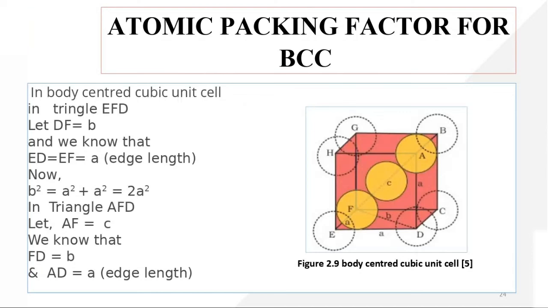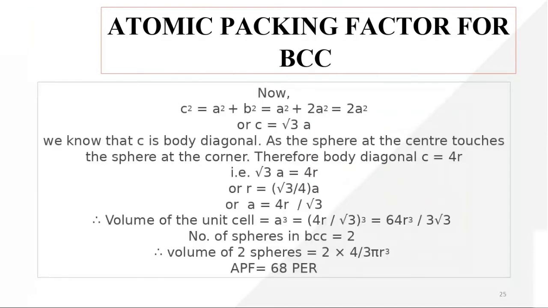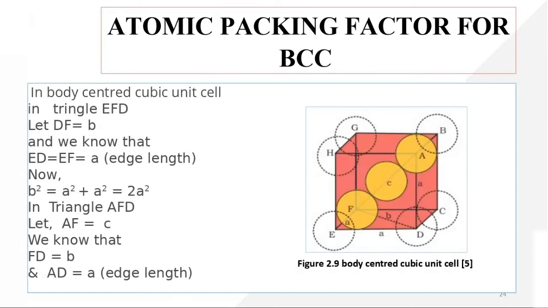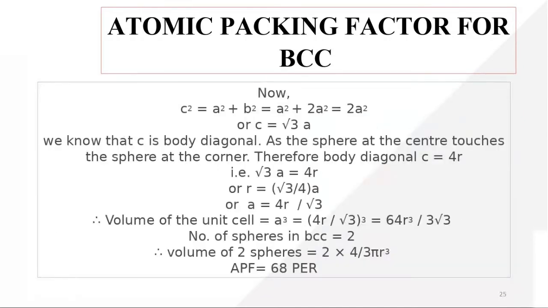So this square root 3 A is equal to 4R, because 2R is for the central atom, 1R for this atom and 1R for this. So in total there are 4R. So we get the atomic radius R equal to square root 3 by 4 A, and A, the cube edge, in terms of the atomic radius is 4R by square root 3.